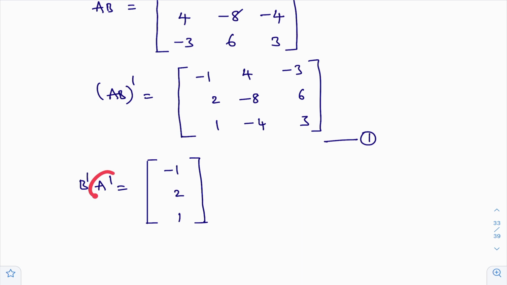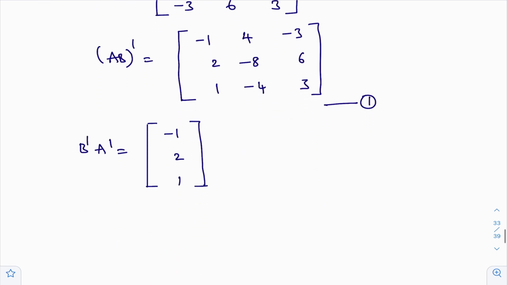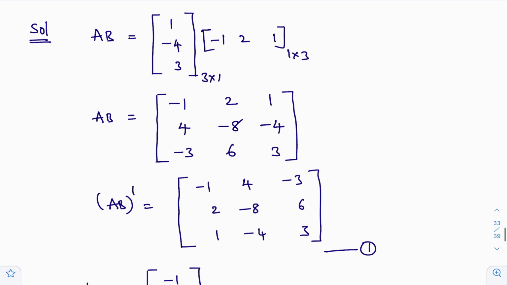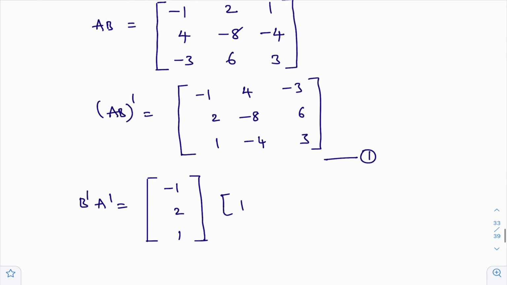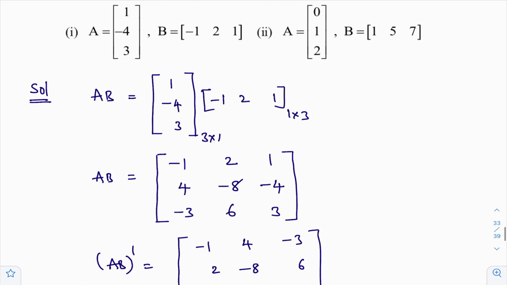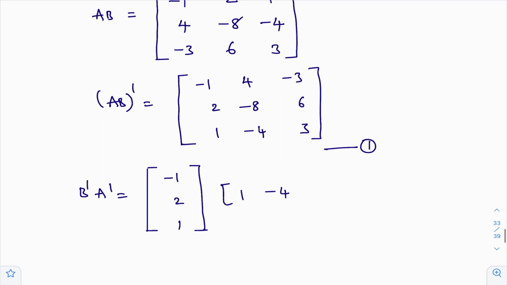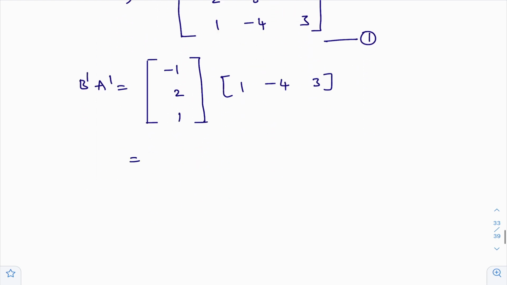Now, A dash. A dash, you see, first row, you write it as a first column. Okay. What will you get here? This as a first column means 1. Second row, you observe I'm writing A dash. Second row, you write it as a second column, minus 4. Okay. Now third row, write it as a third column, 3. Okay. Third column. Right. Now multiply B dash into A dash.